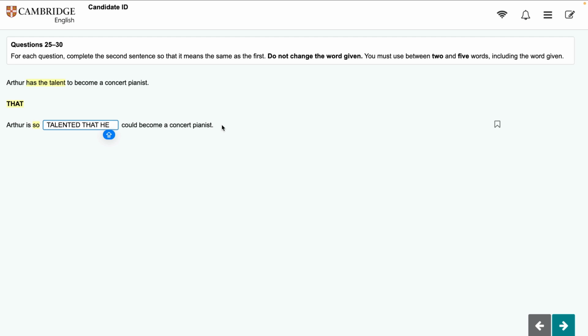Let's double check this answer. I've used the keyword that. The answer has got three words, and so that structure is used properly and the meaning is unchanged. Arthur has the talent to become a concert pianist. Perfect. Let's move on. Question 27.